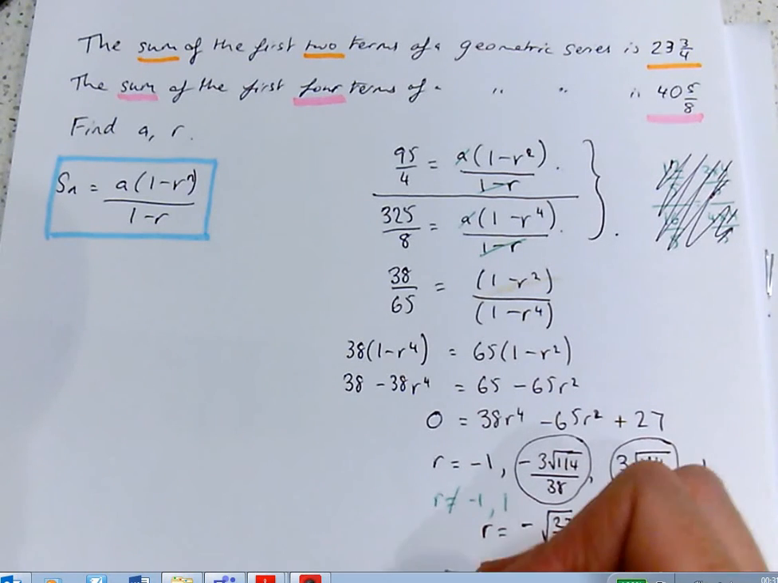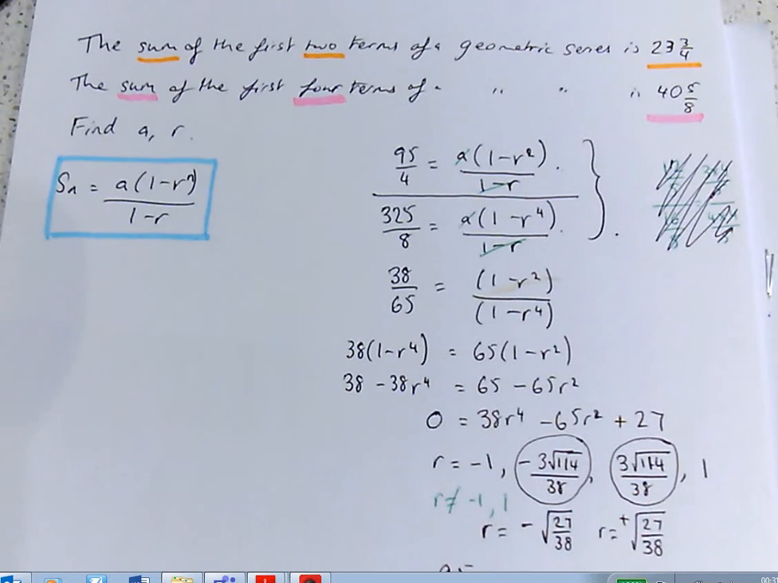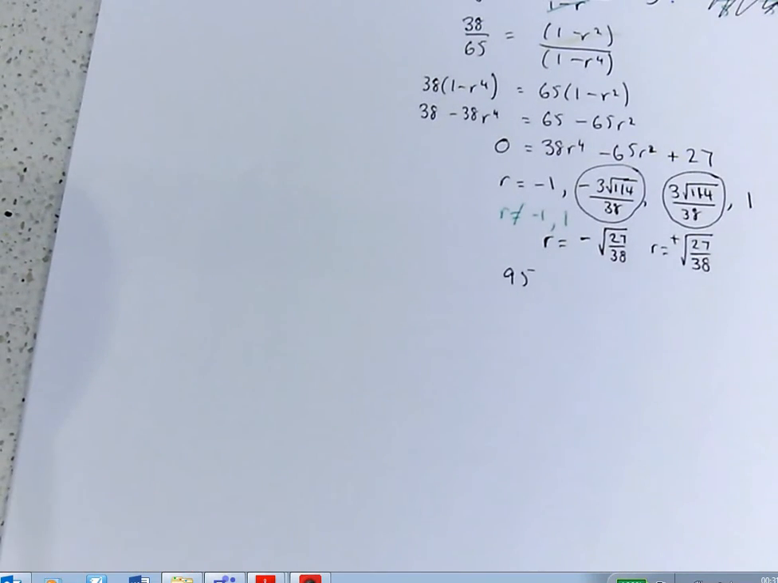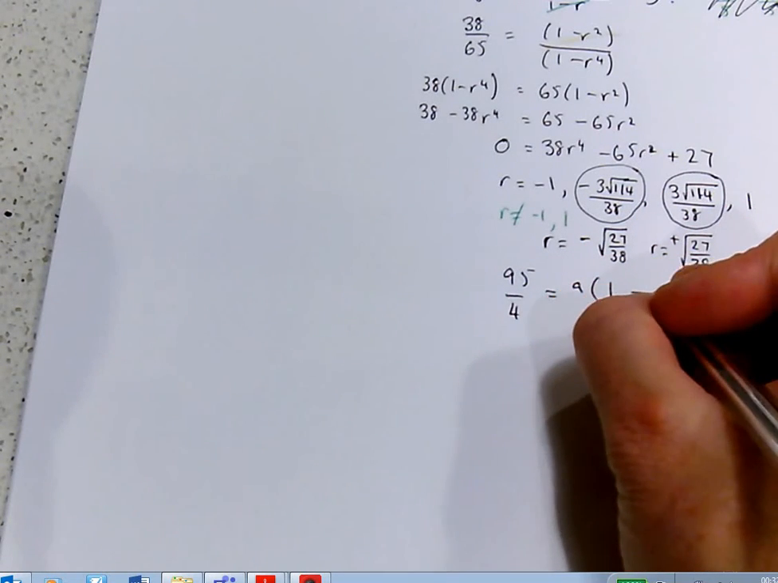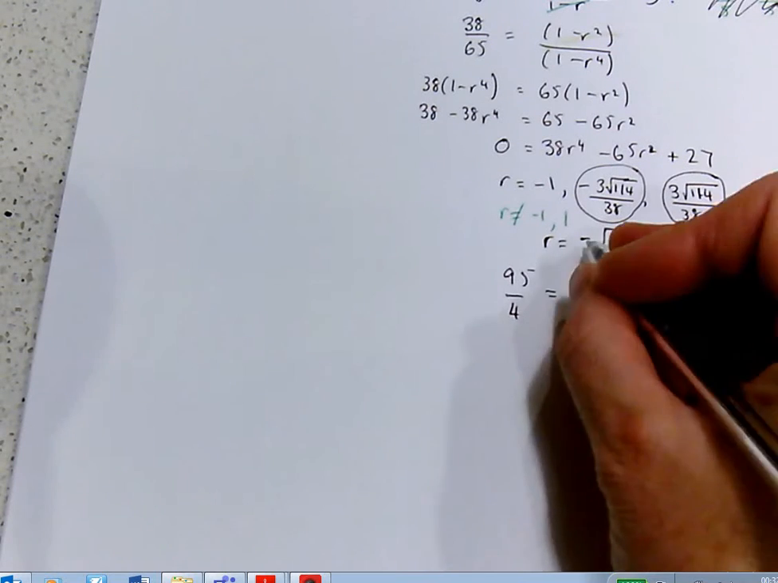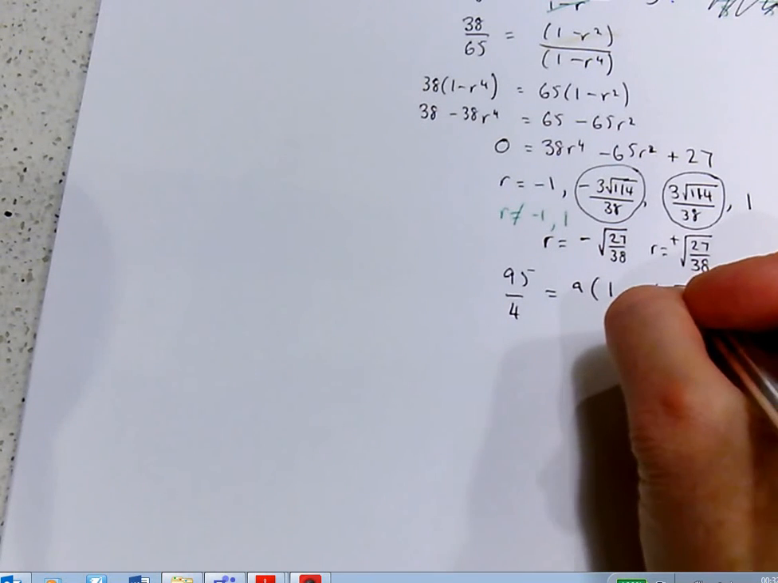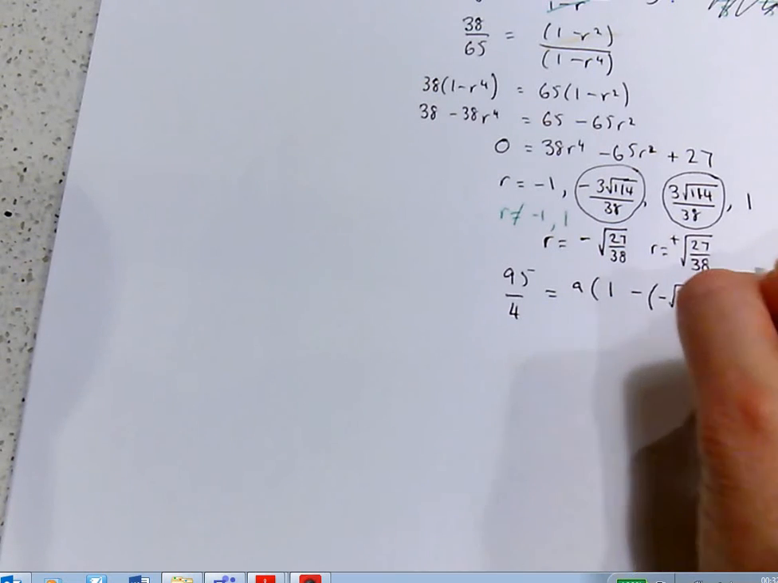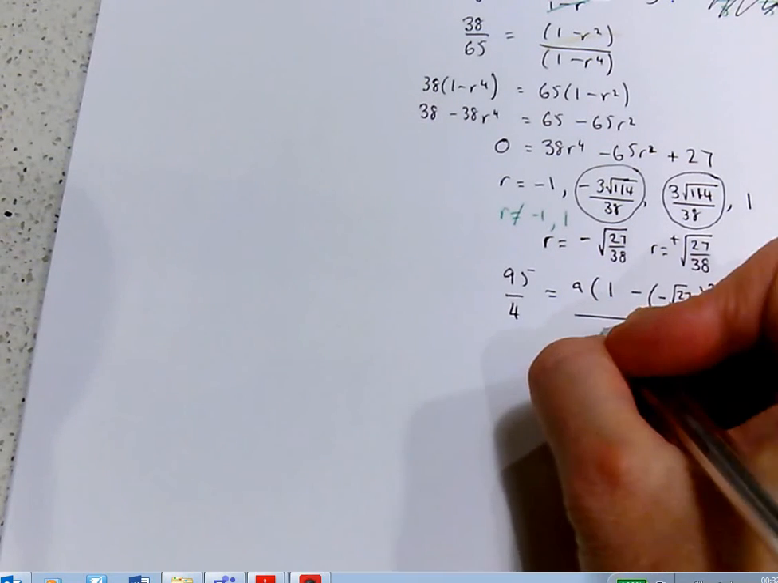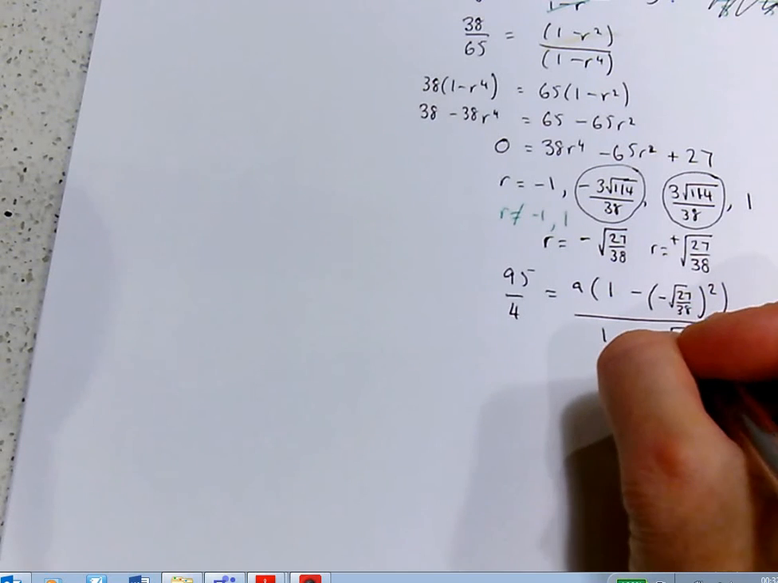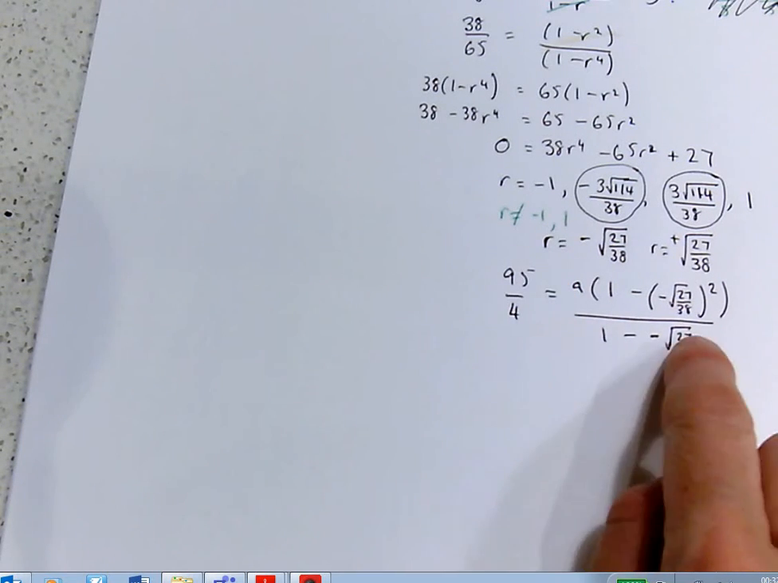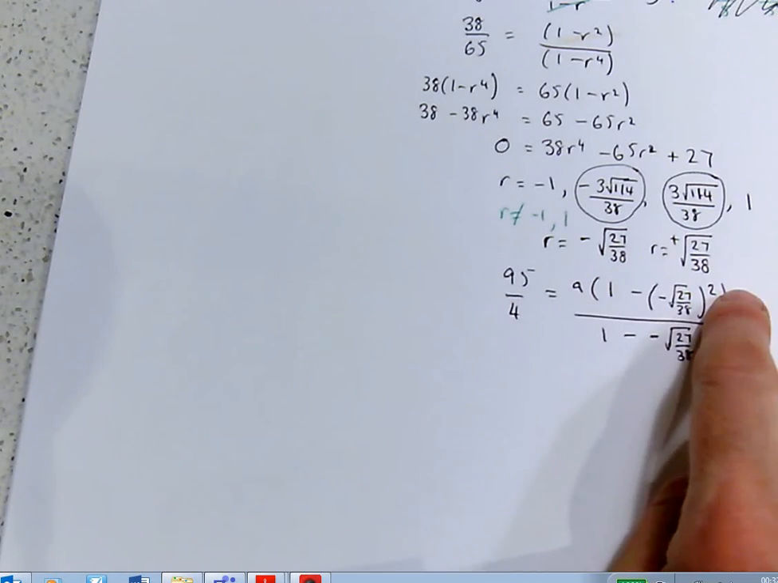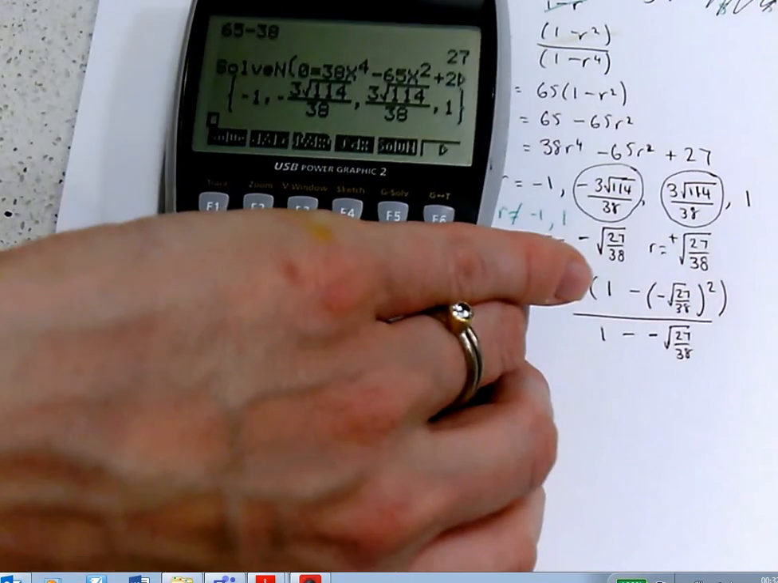So I know that 95 over 4 is equal to a times (1 - (negative root 27 over 38)^2), let's do the negative one first, all over 1 - negative root 27 over 38. Okay, so if I want to find a, I'm going to need to do 95 over 4 multiplied by this denominator and divided by that. I'm just going to do that on my calculator.